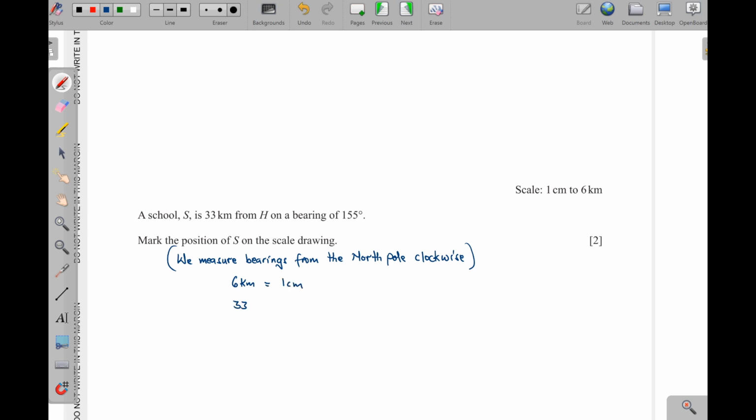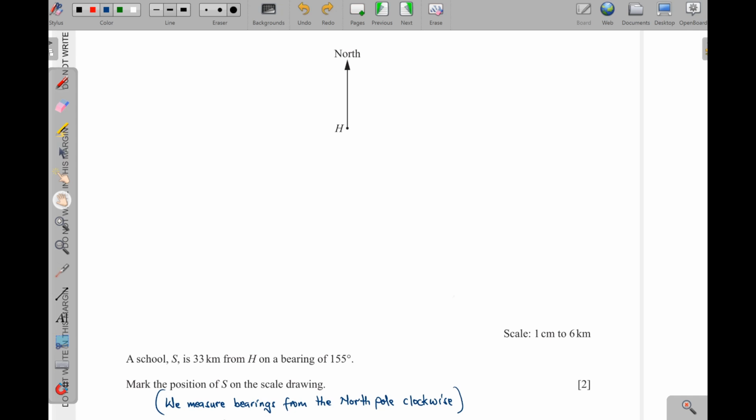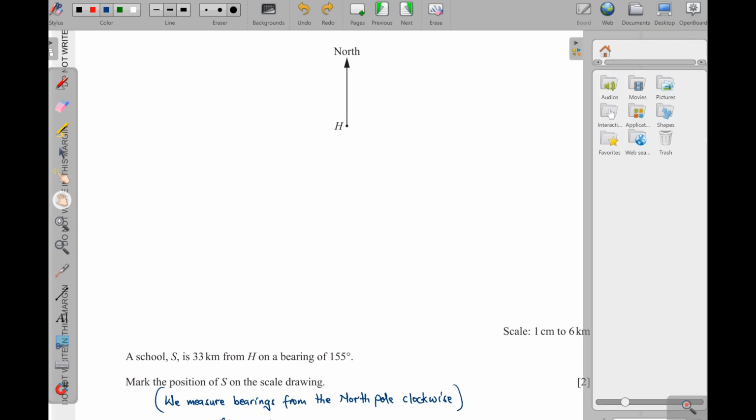Therefore, 33 kilometers will be equal to 33 times 1, then out of 6 centimeters. This one will be 5.5 centimeters, because you can see you have 30 over 6, then plus 3 over 6. This is a half, and this is 5, not so? So that is 5.5.